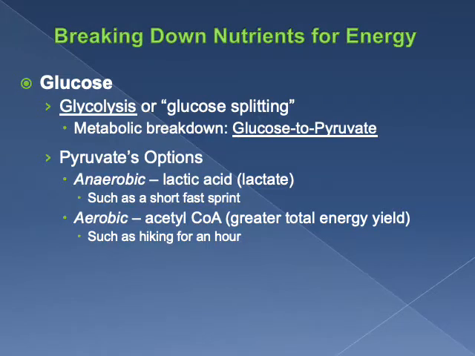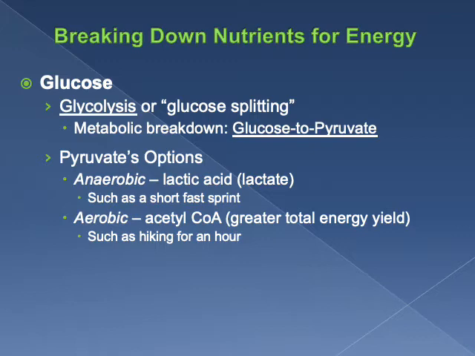The first of the 3 energy nutrients we're going to look at for breaking down to produce ATP for the body is glucose. The first step in the breakdown of glucose is called glycolysis, or glucose splitting. Glycolysis is defined as the metabolic breakdown of glucose to pyruvate. And note that glucose, as you remember, is a 6-carbon compound, and it breaks down to pyruvate. It actually breaks down to 2 pyruvates, and they're each 3-carbon compounds.